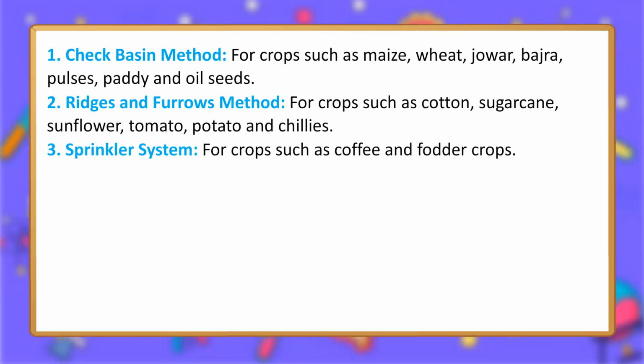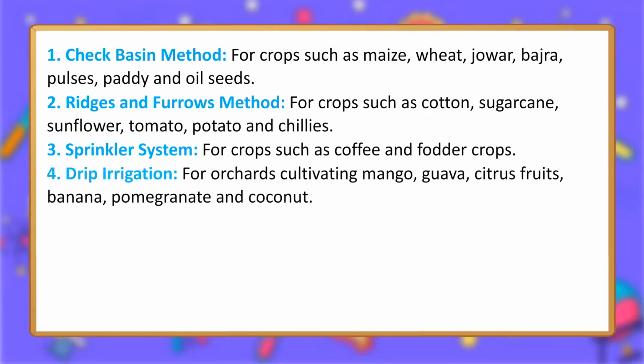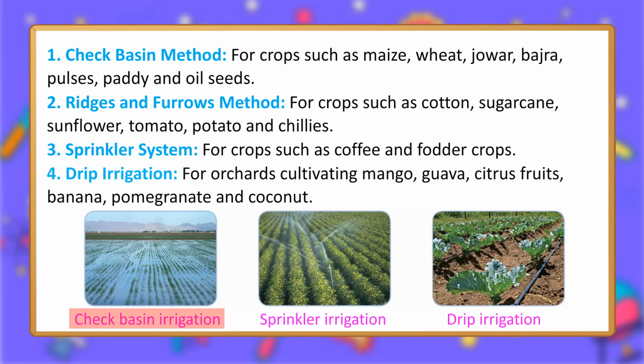3. Sprinkler system, for crops such as coffee and fodder crops. 4. Drip irrigation, for orchards cultivating mango, guava, citrus fruits, banana, pomegranate and coconut. Check basin irrigation, sprinkler irrigation, drip irrigation.